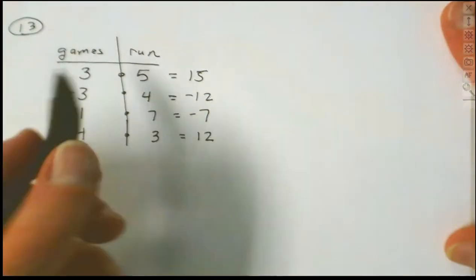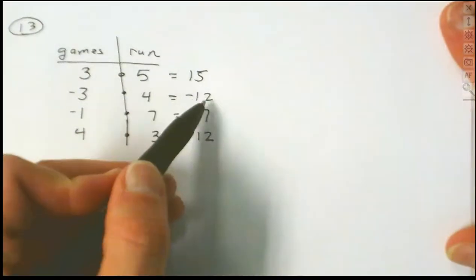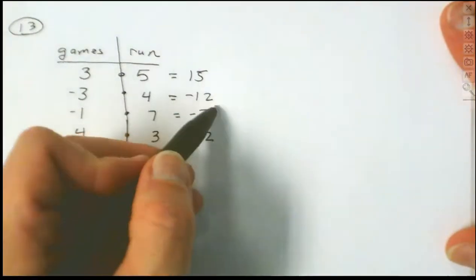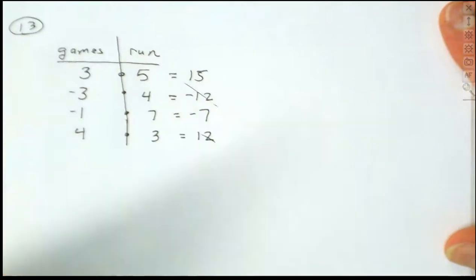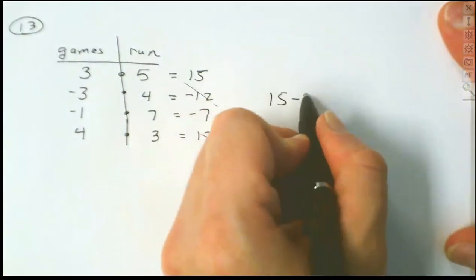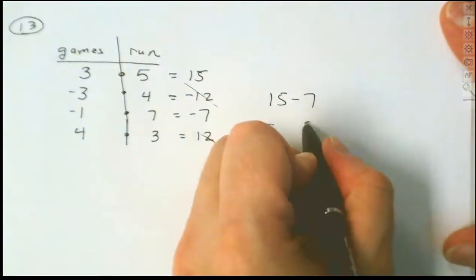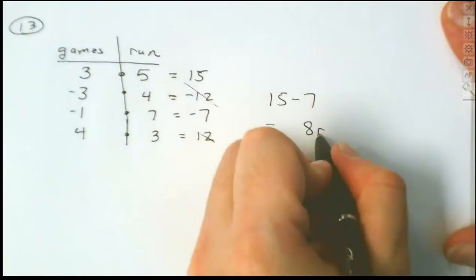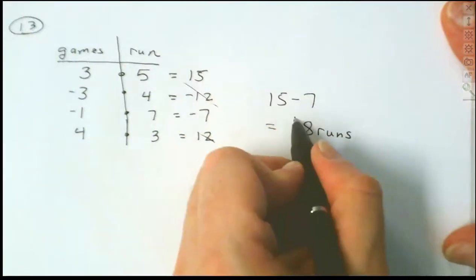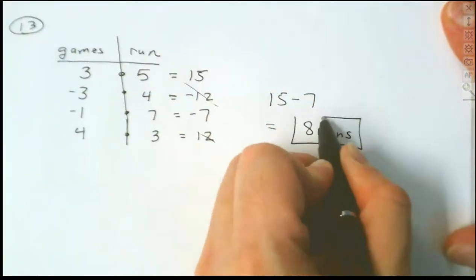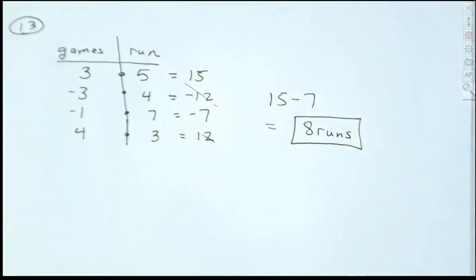Okay, when we add them up, it's going to be easy because we have a positive 12 and a negative 12, and those can simply cancel out. And then we've got 15 minus 7. Okay? And 15 minus 7, 15 is a larger number. We're subtracting them, so that's going to be a difference of 8. And that means we finished the season ahead by 8 runs.